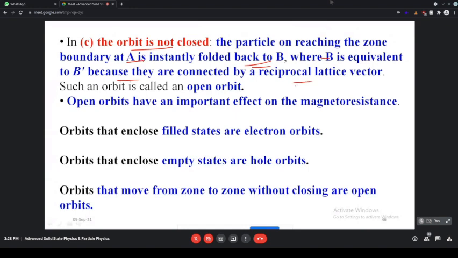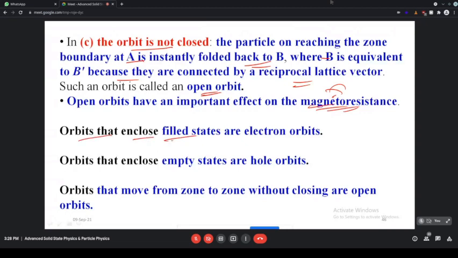They are connected by the reciprocal lattice vector, and this is simply we are saying that in this case this is an open orbit. There is the possibility of formation of open orbits, and this is very important. If you consider the magnetoresistance, in order to explain the magnetoresistance we consider open orbits. And what are the closed orbits? These are the orbits that are closed.